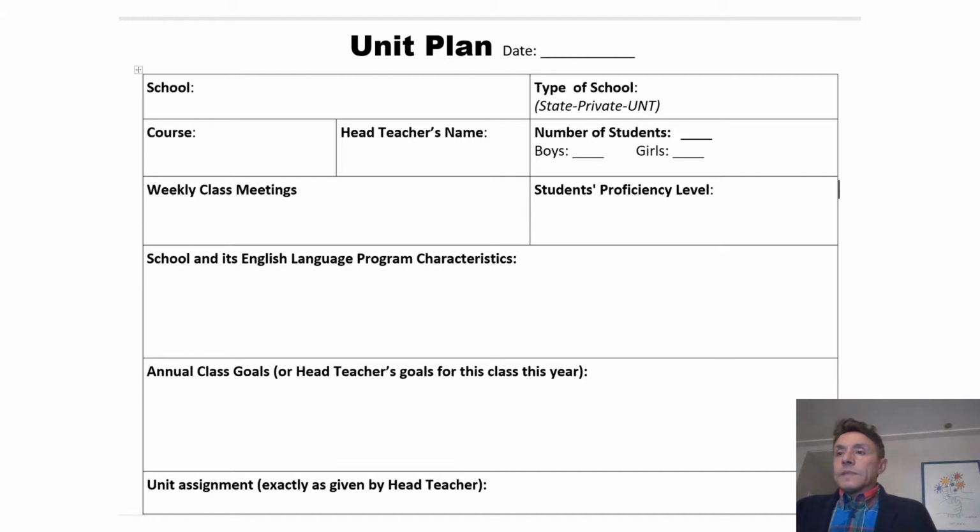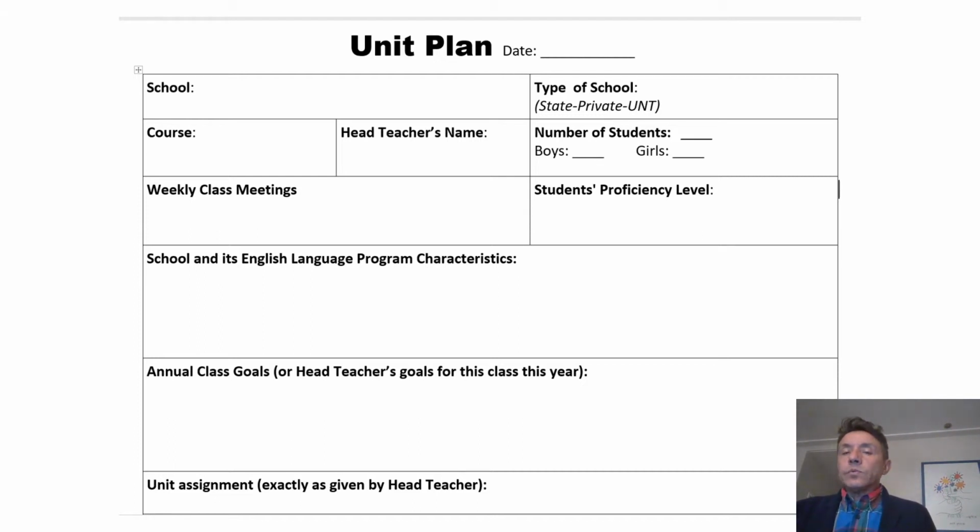That is to say, is it hoping or expecting to develop students' 4 skills, or is it focusing on translation or reading comprehension, etc.? Then annual class goals. This is something to be provided by the head teacher. Usually this comes also from their annual plan, their planificación. That is to say, what are the goals that they expect students to achieve by the end of the year.